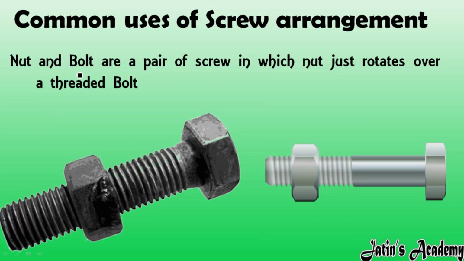Next we are having nut and bolt. Nut and bolt is also an example of a pair of screw in which the nut just rotates over the threaded bolt. This is a bolt, full-fledged, and this is a nut. Whenever you want to move the nut onto the bolt, we apply force, and that nut is going to rotate over the threaded bolt. Okay.